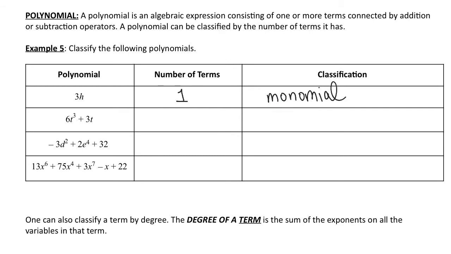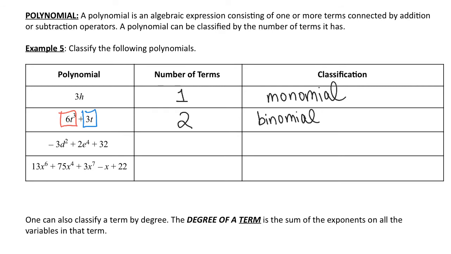Our next polynomial is 6t cubed plus 3t. So this time you have two terms. How do I know that I have two terms? Well, I've got one term here, and it is being separated from another term by a plus sign. So the 6t cubed is its own term, and the 3t is another term. So we've got two terms. If you have a polynomial with two terms, we call this a binomial. And in Latin, the prefix bi means two.